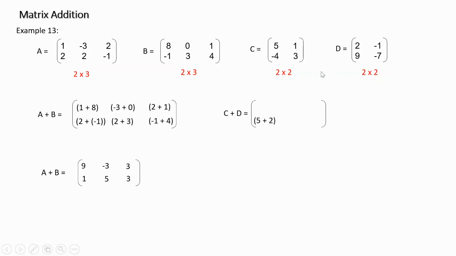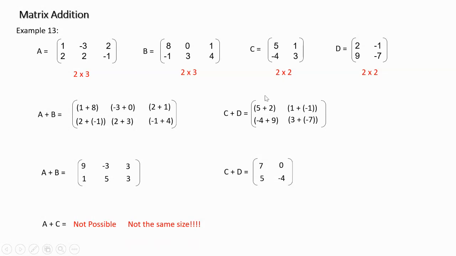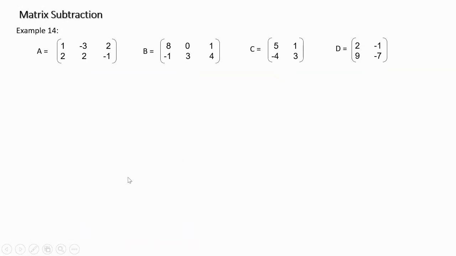Right? So it'll be 5 plus 2, 1 plus negative 1, negative 4 plus 9, 3 plus negative 7. So it's going to be 7, 0, 5, and negative 4. That's my solution of C plus D. How about A plus C? A plus C cannot be done. Why? Because the matrices are different sizes. This is a 2 by 3, and that is a 2 by 2, not the same size, so it cannot be done.